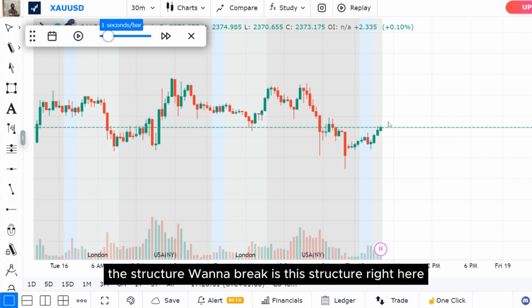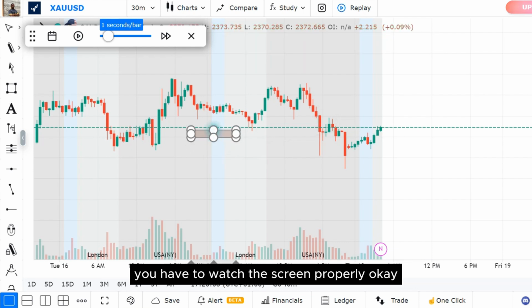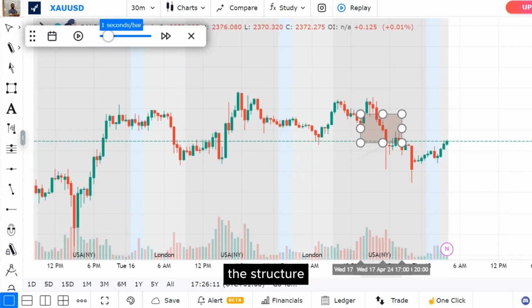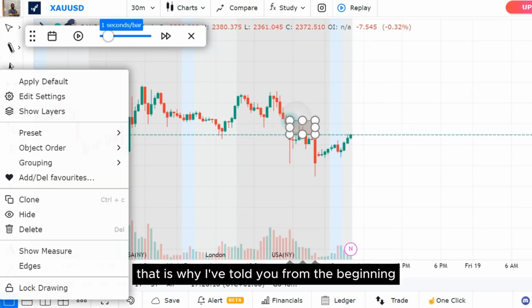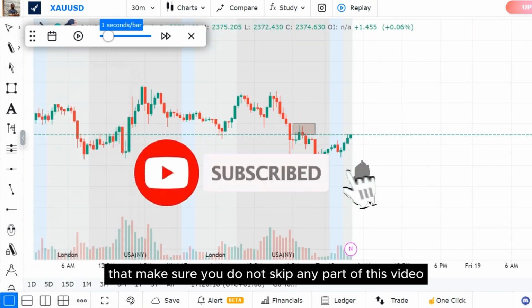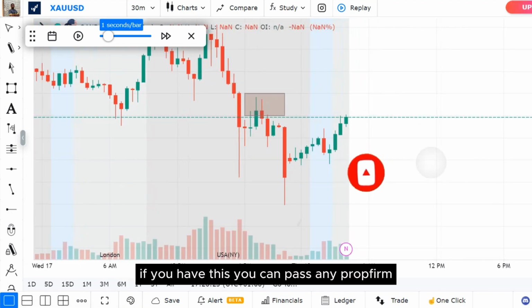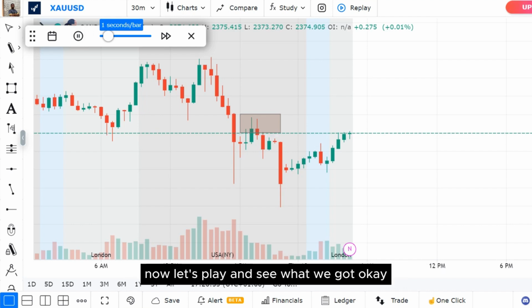Now, the structure I want to break is this structure right here. You have to watch the screen properly, okay? So the structure I want to break is this structure right here. That is why I've told you from the beginning that make sure you do not skip any part of this video so that you can understand properly. If you have this, you can pass any prop firm, you can be profitable, as I always tell you, but make sure that you are a pro trader before you start trading with your real money. Now, let's play and see what we got.